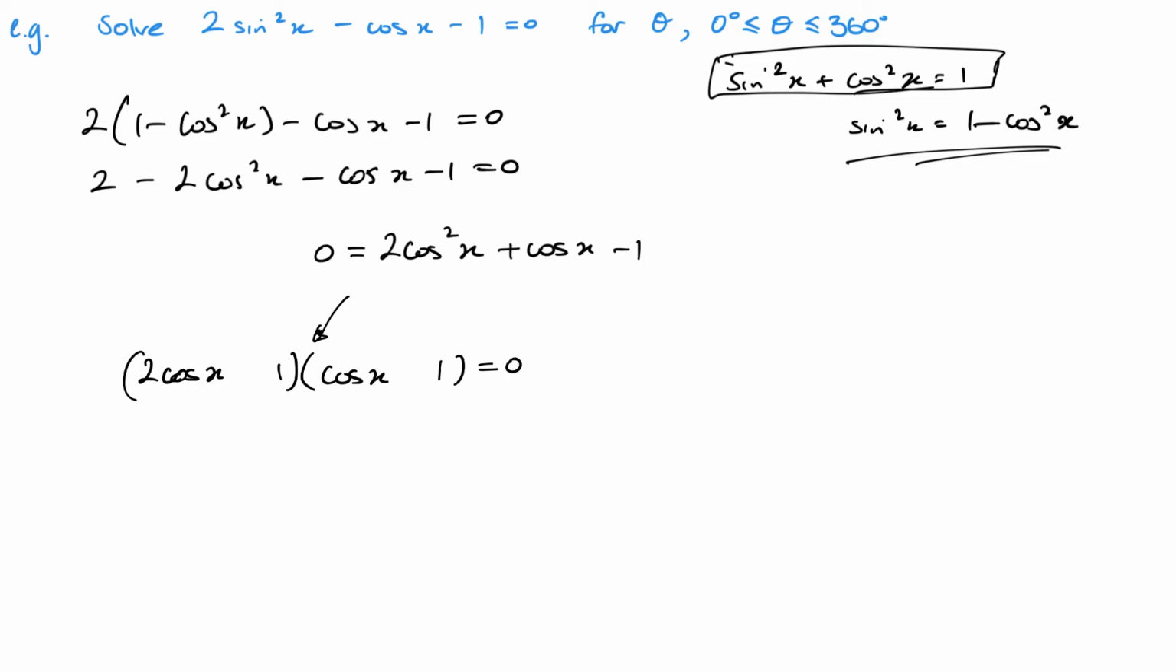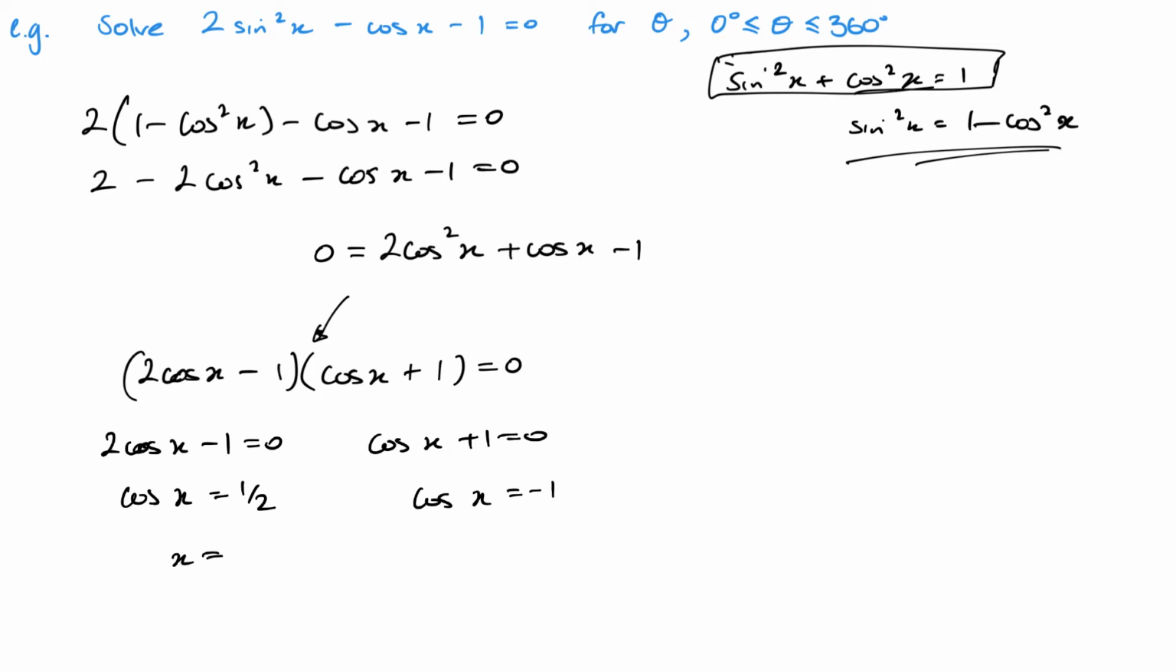So we've got to have a 1 and a 1. We're going to need this one to be positive and this one to be negative. That gives me 2 cos squared x, 2 cos x, take away cos x is 1 cos x, and minus 1 times 1 is negative 1. So this means that 2 cos x minus 1 equals 0, cos x plus 1 equals 0. So this is going to give me that cos x is equal to a half, cos x is equal to negative 1.